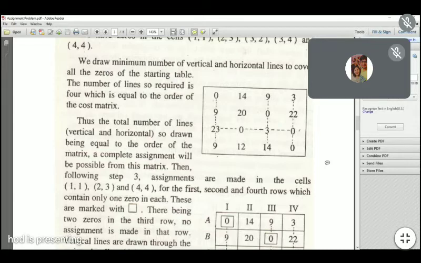ओके, so it can only be equal to the order of the matrix or it can be less than the order of the matrix. Okay, so the minimum number of lines drawn, if it is equal to the order of the matrix, then stop, problem solved. If it is less than the order of the matrix, तब हमको कुछ extra करना पड़ेगा. There's one more step which we will have to do, and I'll get to that in a bit.